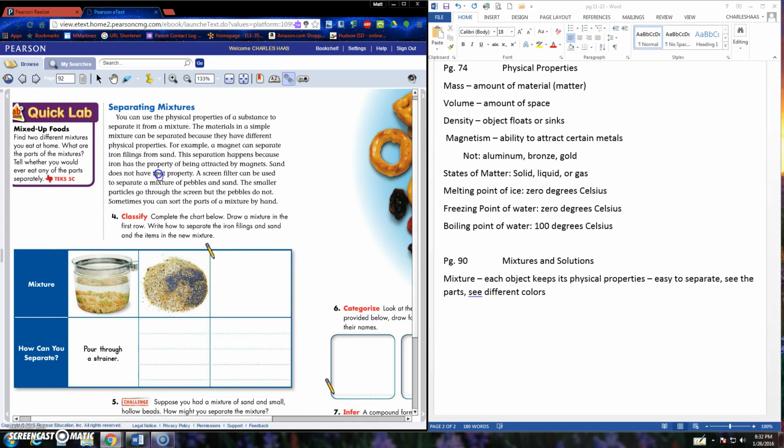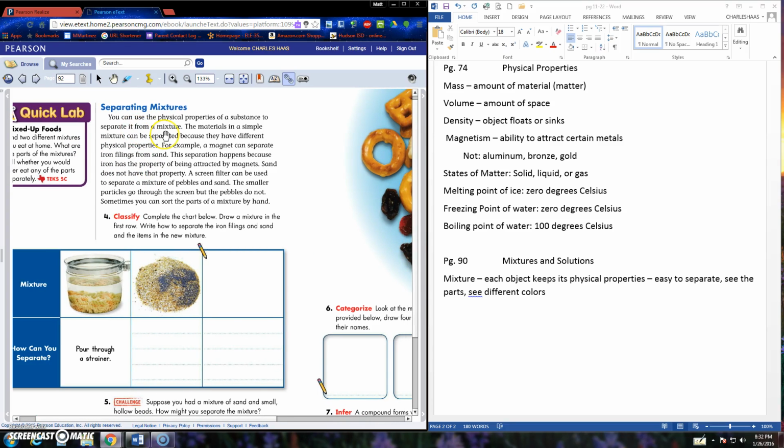You can use the physical properties of a substance to separate it from a mixture. The materials in a simple mixture can be separated because they have different physical properties. For example, a magnet can separate iron filings and sand. I think that's the iron filings and sand right there. You can separate that with a magnet. And I think we've tried that before.